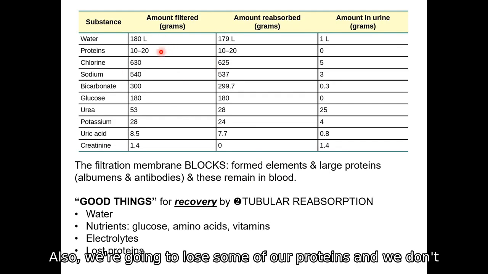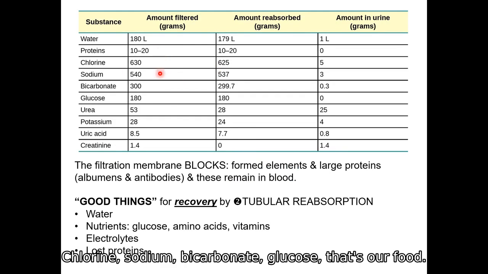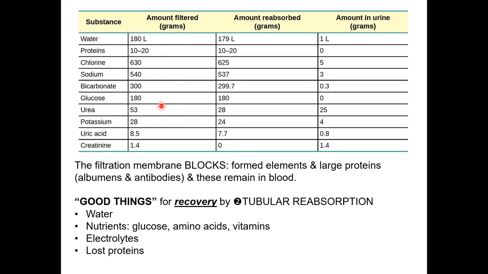Also, we're going to lose some of our proteins, and we don't really want to do that. Chlorine, sodium, bicarbonate, glucose, that's our food. We don't want to lose that. Urea is our waste. We're good with losing that. Potassium, we can lose some of that. We excrete a lot of it. Uric acid, these are our waste.